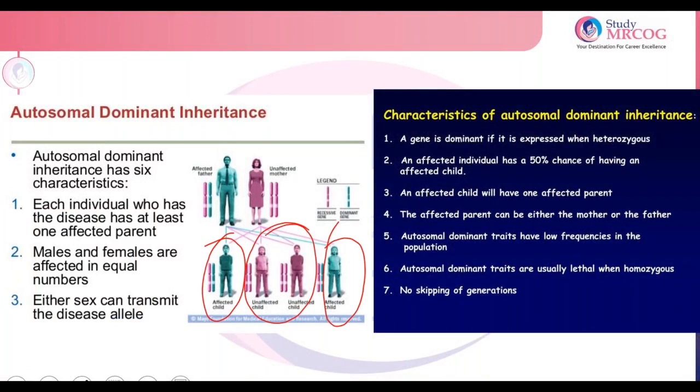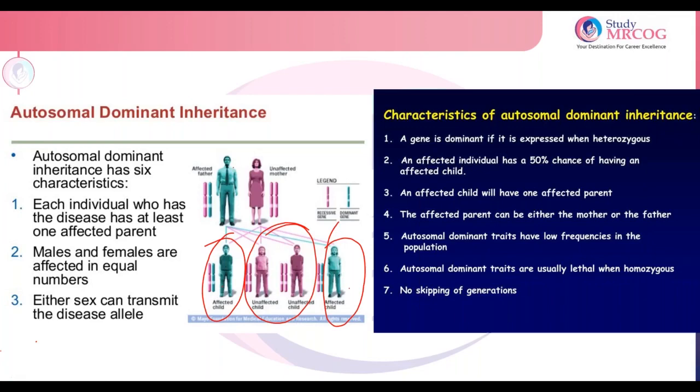So whenever you are given a disease, for example, achondroplasia, a father is affected, what is the chance of children having the disease? So it is 50%. I hope I'm clear about this autosomal dominant inheritance. Don't worry, we will do a couple of examples afterwards so that you will understand what I'm talking about.